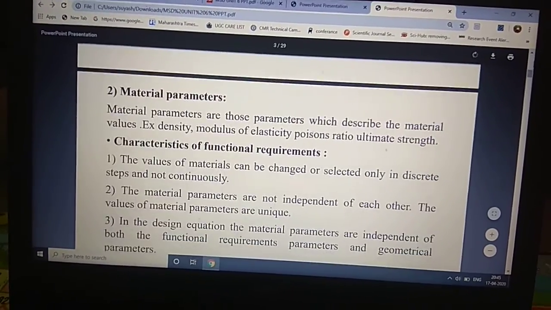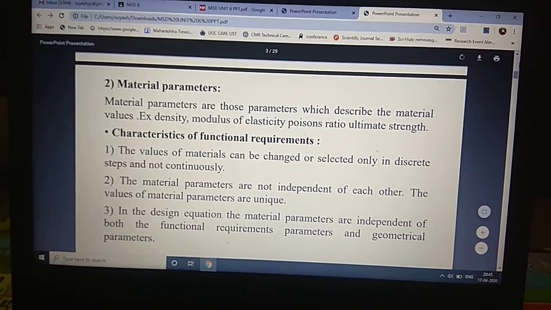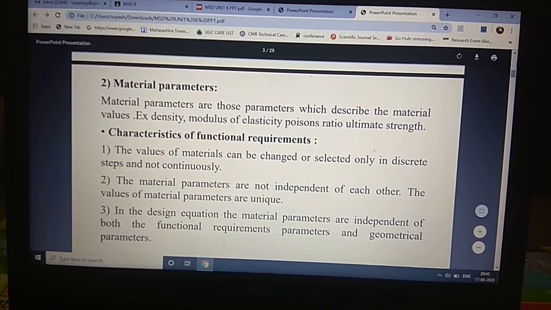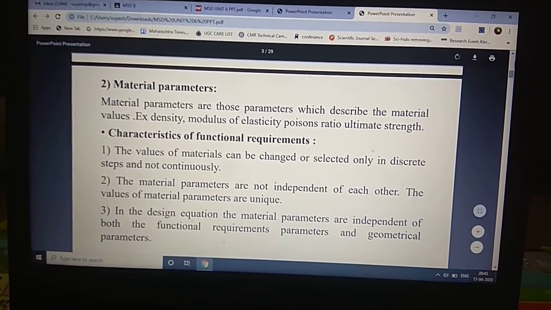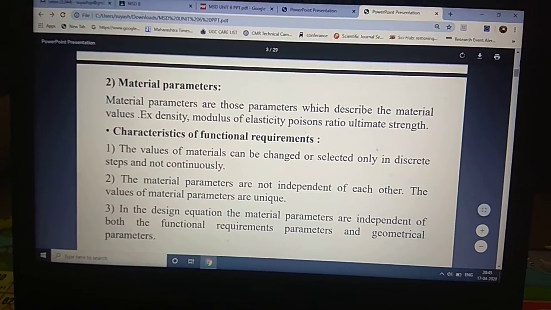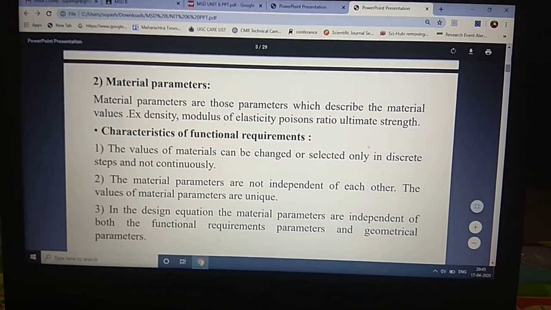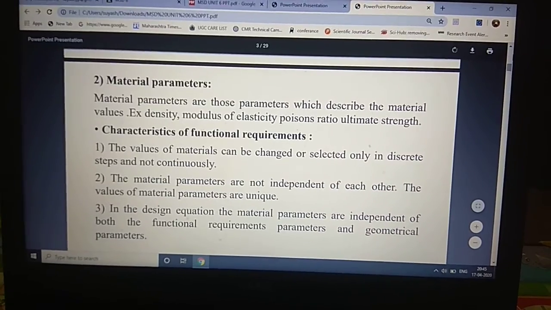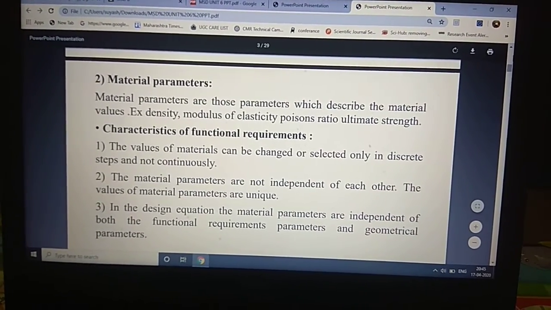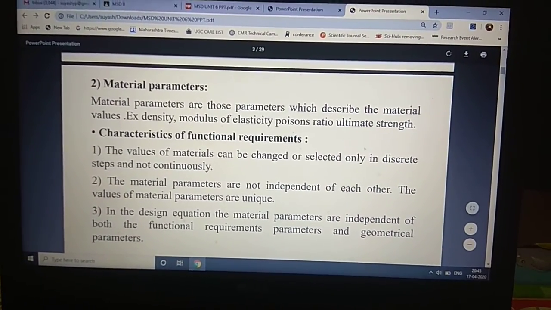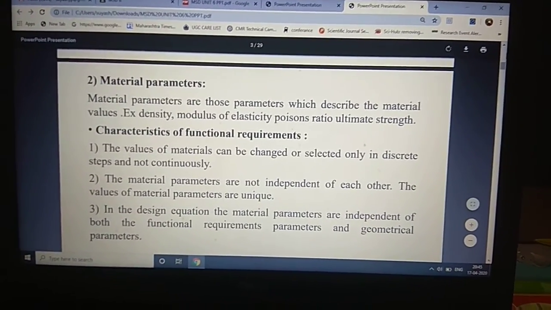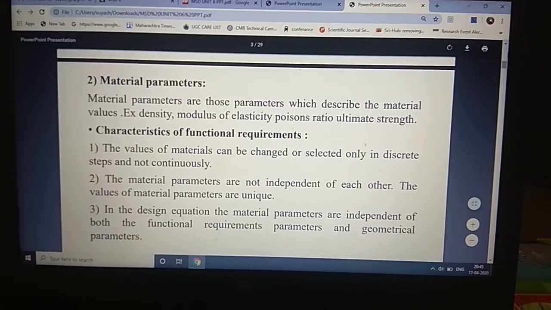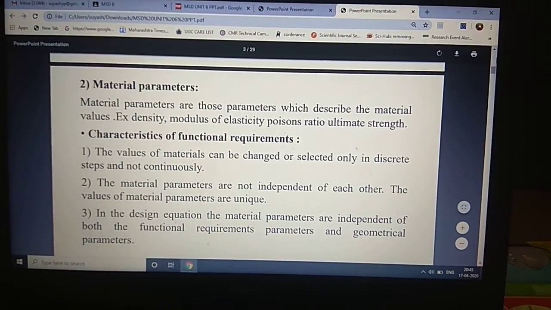Now we'll move further to the material parameter. Material parameters are basically related to the various properties of the material like density, modulus of elasticity, Poisson ratio, ultimate strength, etc. The functional requirement parameter and material parameter, you can collaborate them. The values of material can be changed or selected only in discrete steps and not continuously. The parameters are not independent of each other.